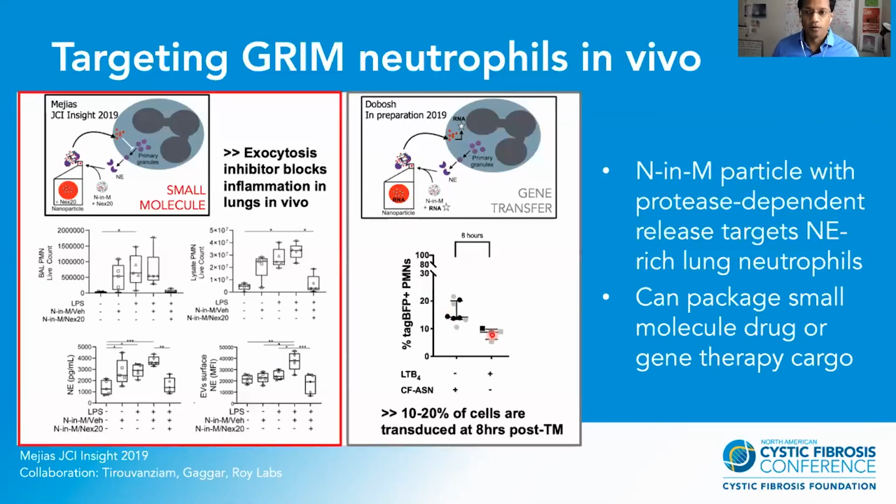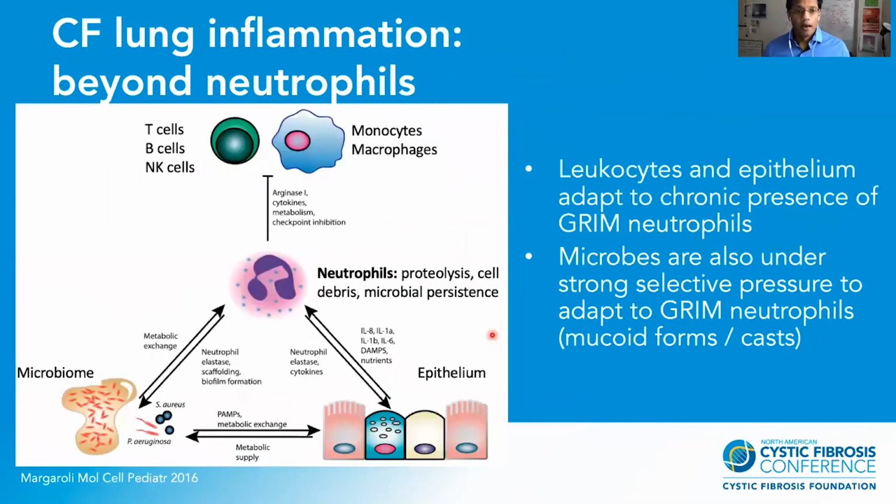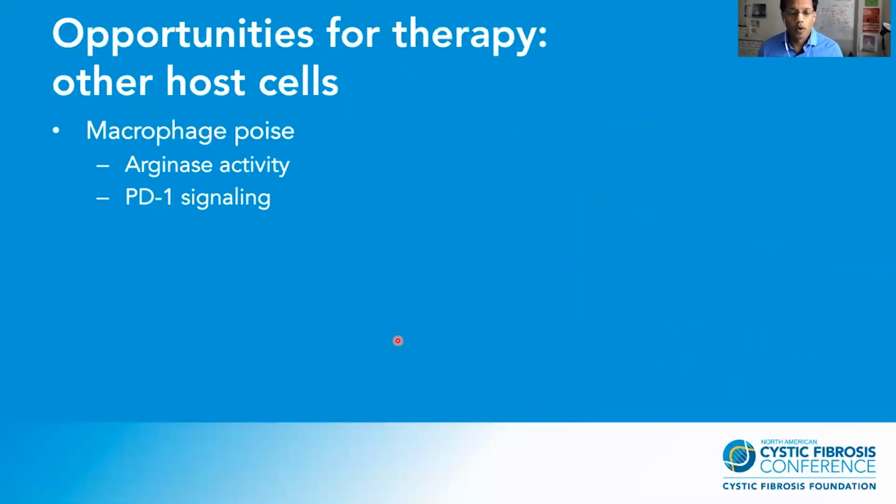Beyond those small molecules and beyond gene transfer to the neutrophils, can we target other cells? Obviously, neutrophils, I put them here in the middle of the picture, but they are interacting with T cells, B cells, NK cells, monocytes, macrophages when it comes to other leukocytes, the epithelium, and also the microbiome. All of these components are adapting to the chronic presence of green neutrophils, okay? So can we do anything, instead of targeting the neutrophils, to target the other cells? I'm just going to go quickly over some of the potential options we have.